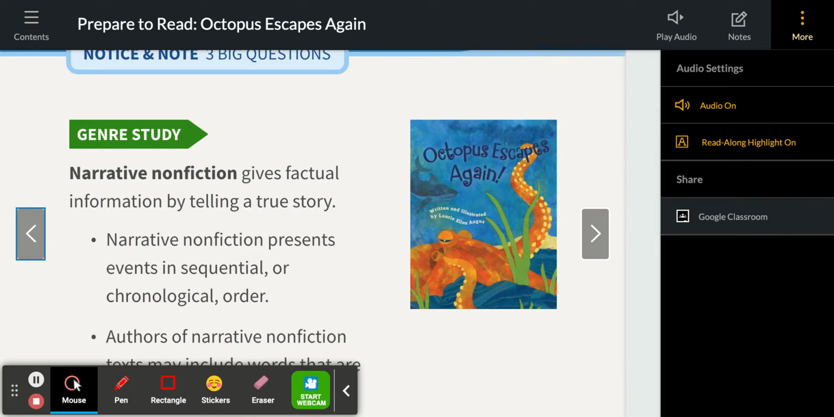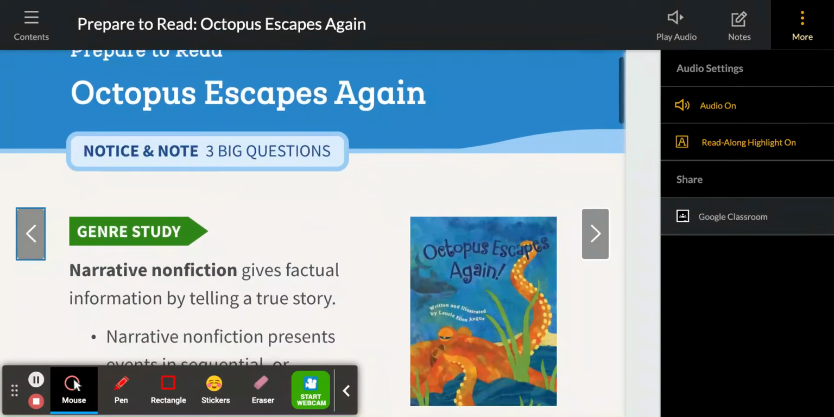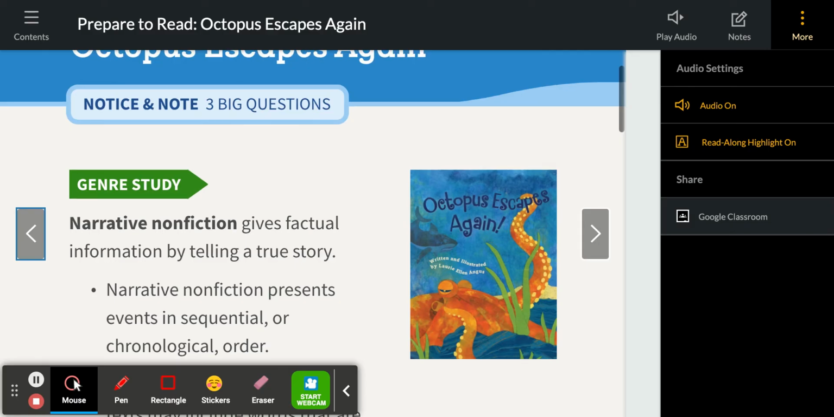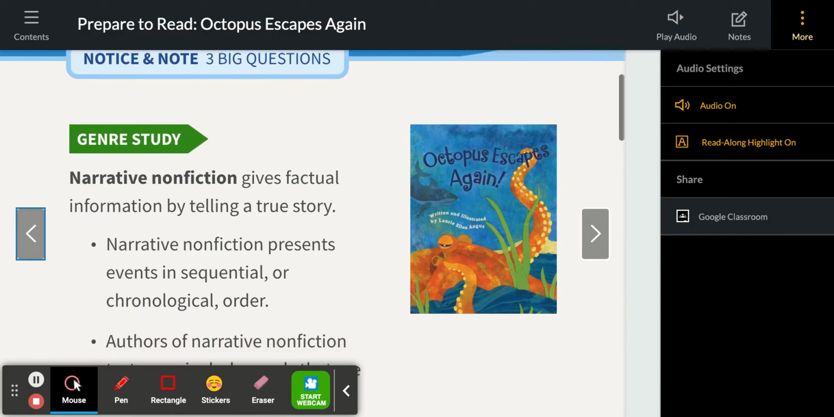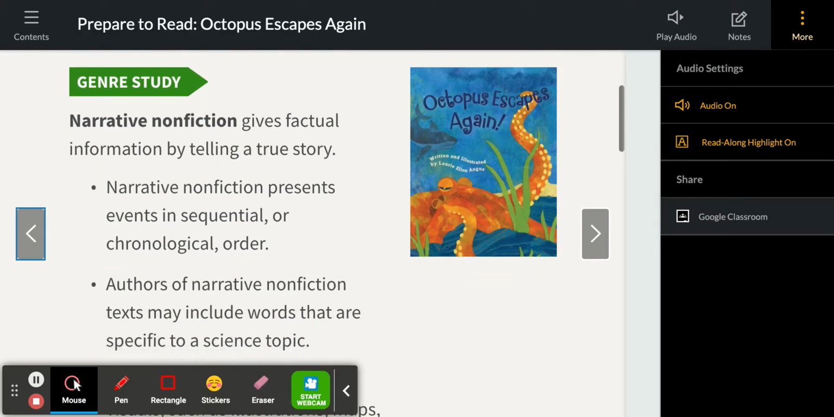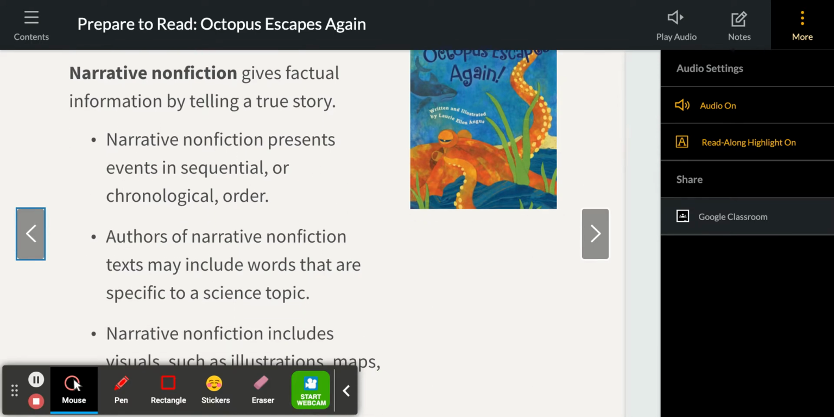So, look for those illustrations, the bold print, diagrams. Anytime the text is on the page and it looks a little different in one place than another place, things of that nature. So, this story again is called Octopus Escapes Again. The genre is narrative nonfiction. And narrative nonfiction gives factual information by telling a true story. Narrative nonfiction presents events in sequential or chronological order.